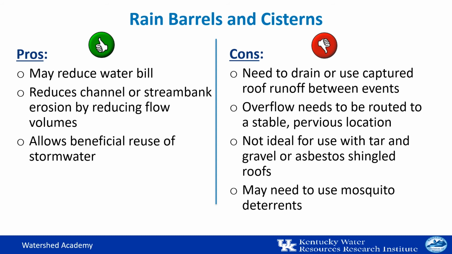The cons are that they do need to be drained regularly between events. Overflow needs to be routed to a stable pervious location, so when it is being bypassed, it's still going to flow into the ground and not onto a concrete surface. These are not ideal for use with tar, gravel, or asbestos shingled roofs because parts of those roofs will come off during the rain events and collect in the rain barrels. And you may need to use some deterrent for mosquitoes.